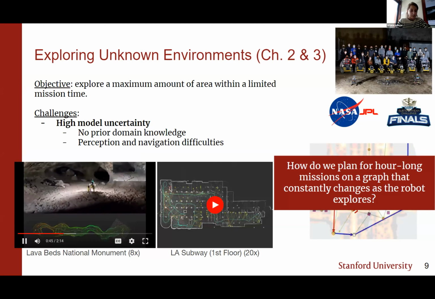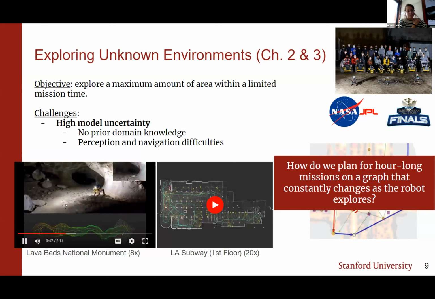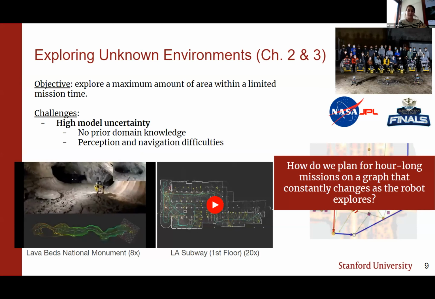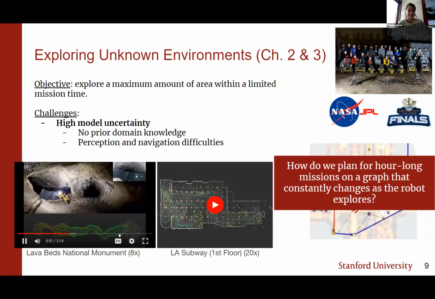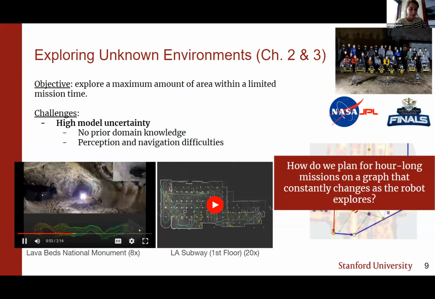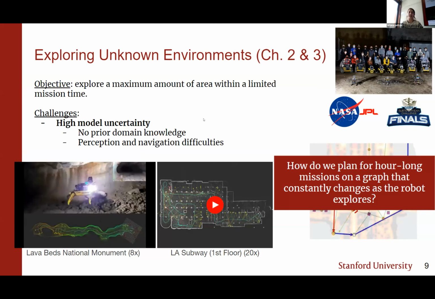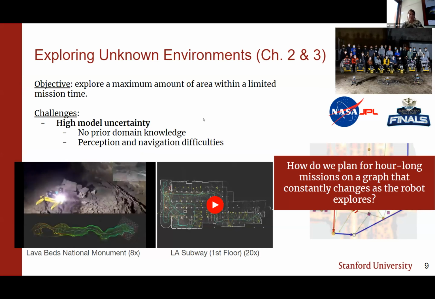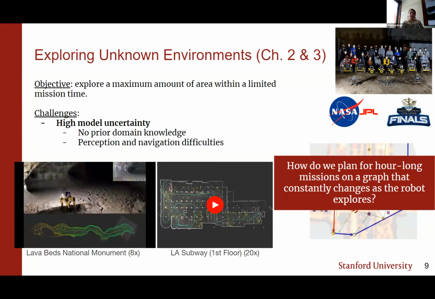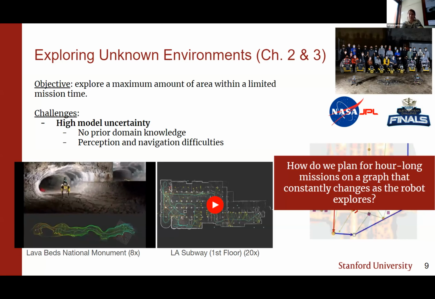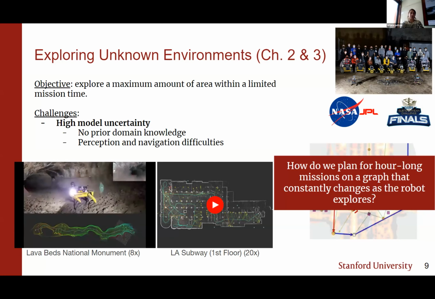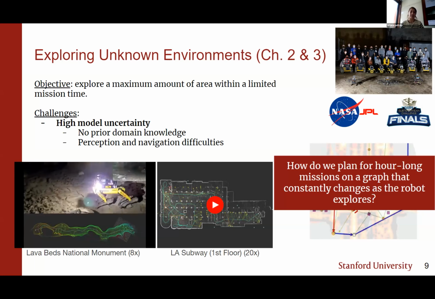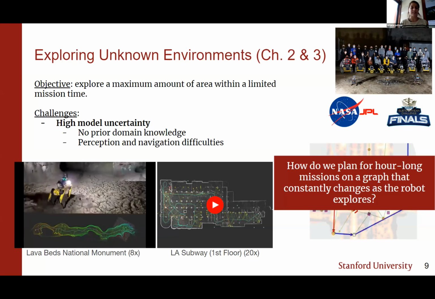On the lower left here, the robot's exploring a cave at the Lava Beds National Monument, and you can see the environment representation being built as it explores. Now, this problem is especially challenging because we don't assume any prior domain knowledge on the environment to explore. So the robot builds this representation as it sees it in real time.